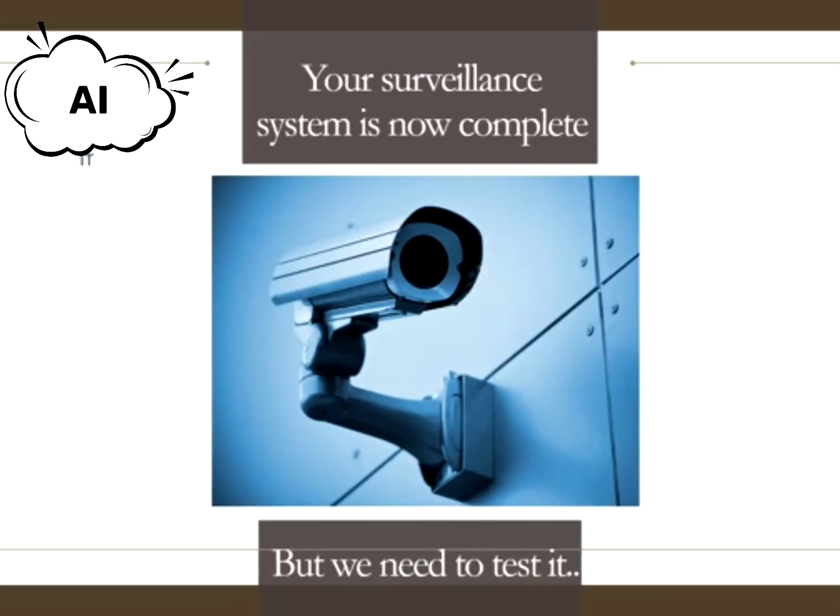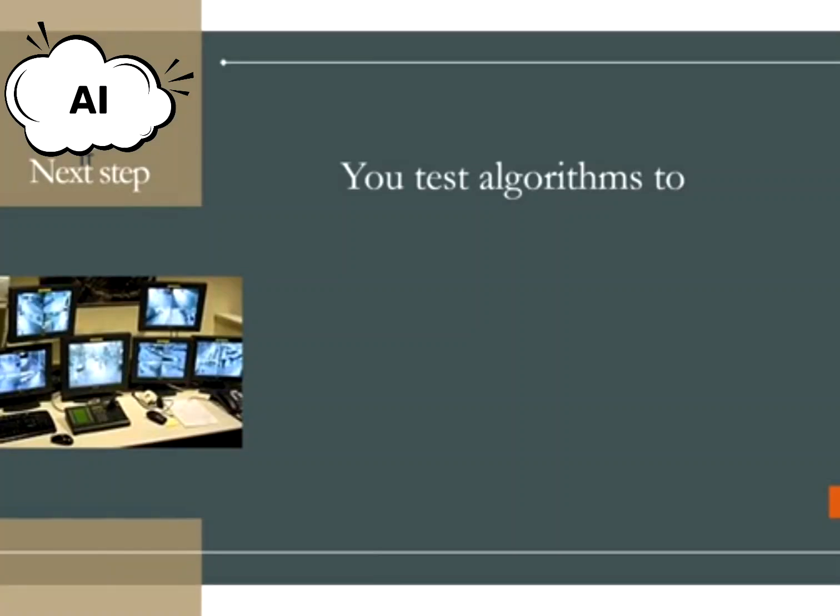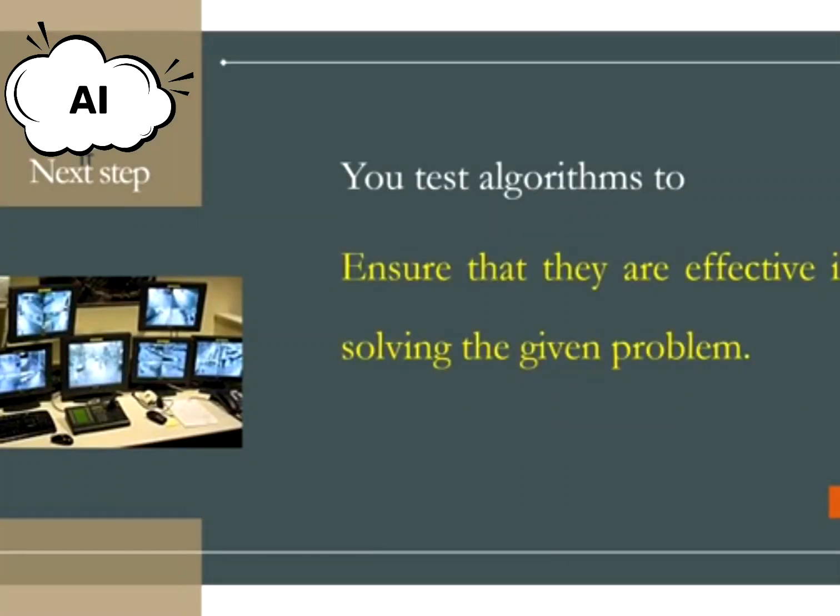Now, the surveillance system is complete, but we need to test it to see how it performs. Now we can test it by sending a mix of known faces and unknown faces. We can see which model gives maximum percentage of correct results. Based on that, we can evaluate that particular AI model and start working on the shortlisted AI algorithms. In the last stage, we test the algorithms to ensure that they are effective in solving the given problem.